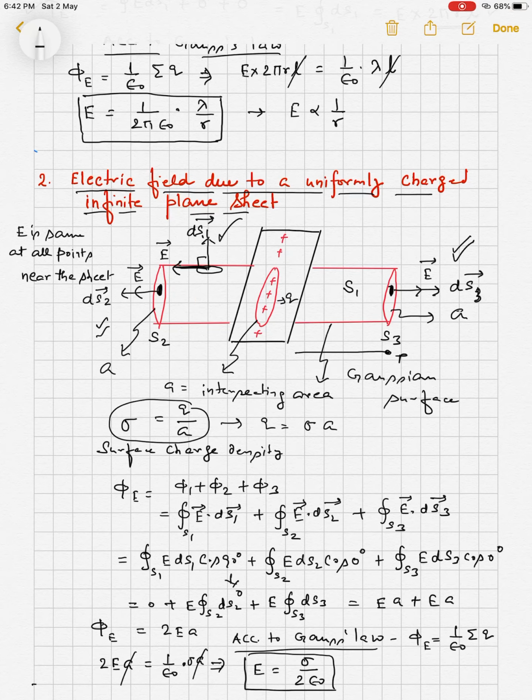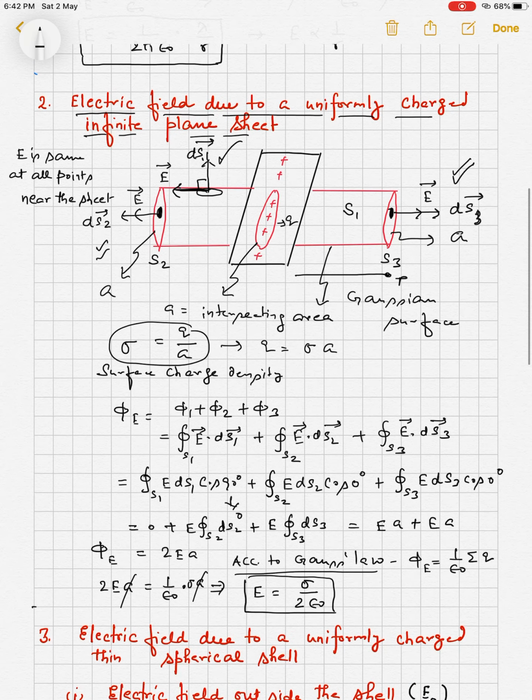And its direction, when the plate is positive, is radially outward, and when it is negative it is radially inward. Or we can say when the plate is positively charged, the electric field direction is away from the positive charge, and when it is negative it is towards the charge, meaning towards the sheet.